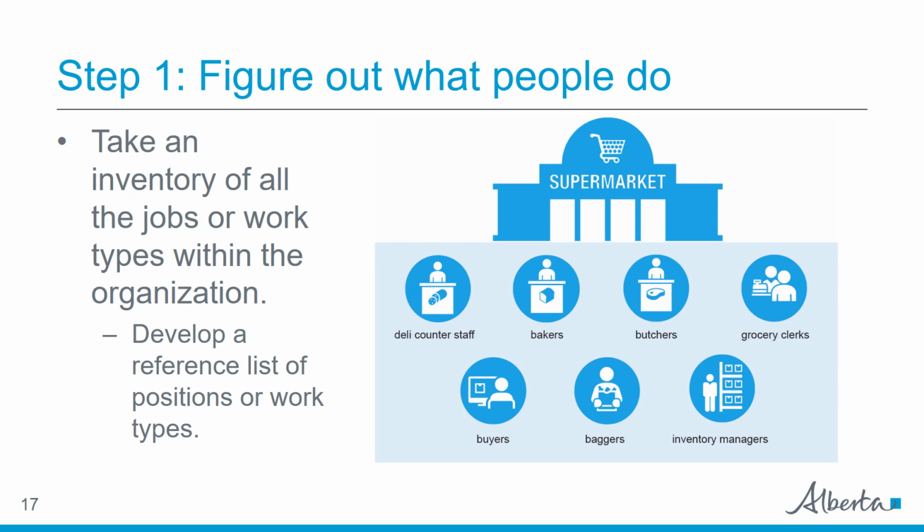Step 1. Begin by figuring out what people do in the organization. Start by taking an inventory of all the jobs or work types within the organization. You might develop or reference a list of positions or work types. For example, at a supermarket, positions may include deli counter staff, bakers, grocery clerks, buyers, and inventory managers.